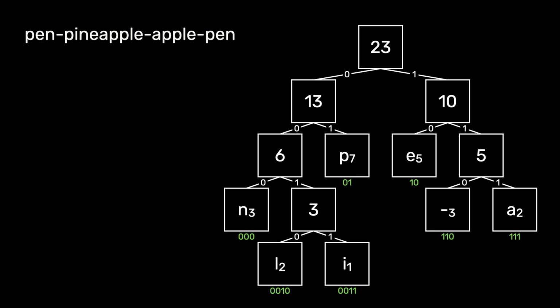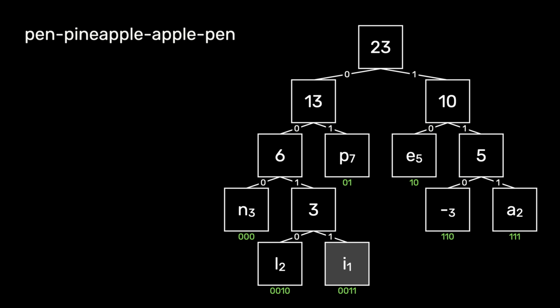notice what happened. P appears 7 times and gets a short 2-bit code, while I appears once and gets a long 4-bit code. The algorithm automatically gave shorter codes to frequent symbols in a mathematically optimal way. And here's the crucial part. This is a prefix-free code.